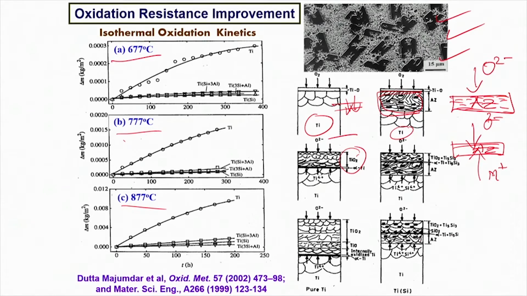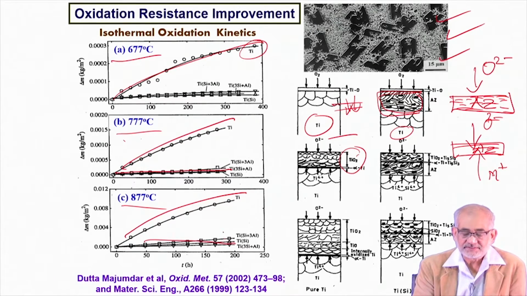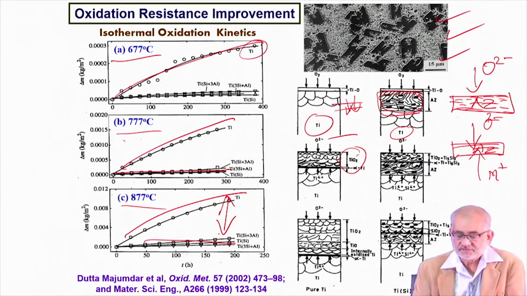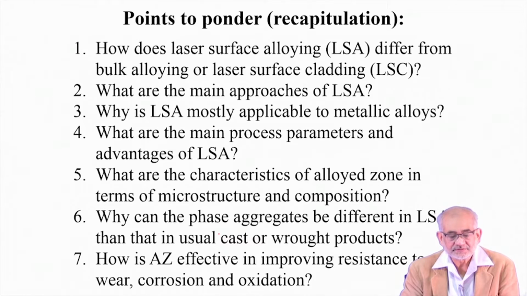As a result of which, what we see is that pure titanium will oxidize so fast and to such a large extent, whereas the alloyed zone will undergo practically negligible amount of oxidation. So you create a huge difference of oxidation resistance. You make the substrate highly oxidation resistant because of this kind of surface alloying. So let me try and conclude now.